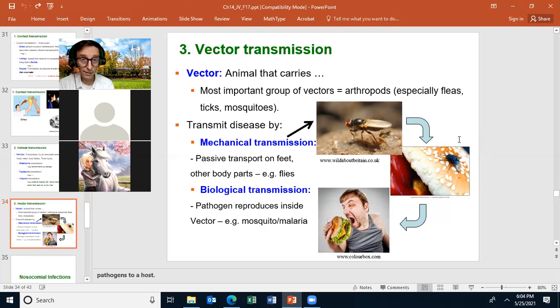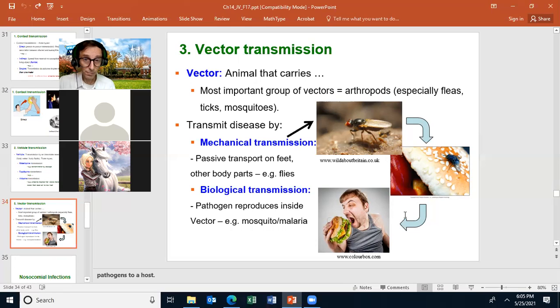Disease can be transmitted by mechanical transmission, and this is passive. Like the fly picks up the disease-causing agent, and then the fly deposits it on the food, and then the food is consumed, and the individual picks up the disease agent by mechanical transmission, passive transport on the feet or other body parts of the fly or some other animal. Any question about that?